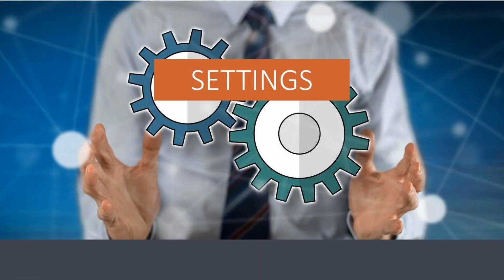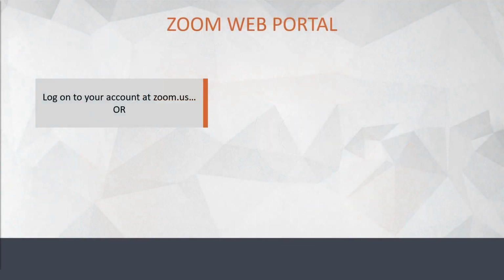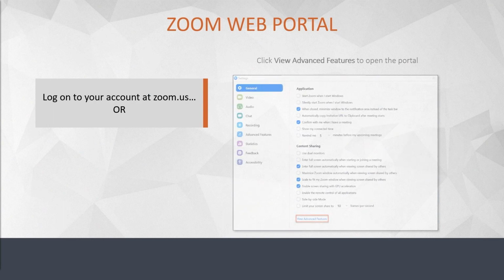Let's talk a little bit about the settings. Now, we have learned that we can log on to our account using the Zoom web portal. You can also click on the settings icon from the desktop app and click on View Advanced Features. This will launch the Zoom web portal for you as well.